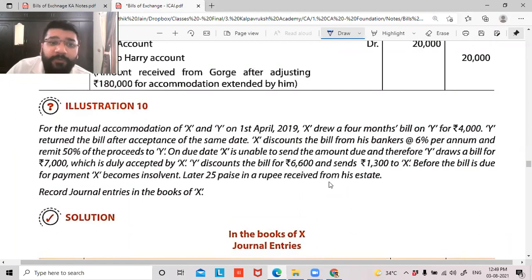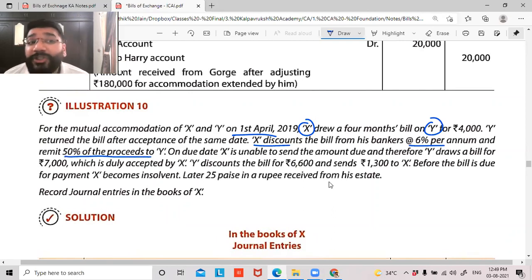It says that for mutual accommodation of X and Y on 1st April 2019, X drew a bill of 4 months on Y for 4,000 rupees. Y returned the bill after acceptance on the same date. So Y is giving the acceptance. Now, after that, X is discounting the bill from the banker at 6% per annum, the discounting charges, and remits 50% of the proceeds to Y.